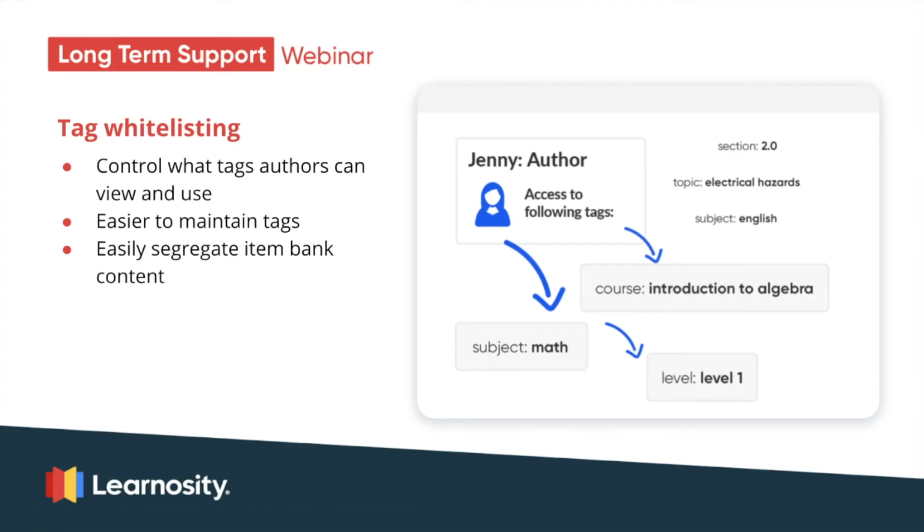Tag whitelisting. Tag whitelisting lets you control which tags the author can view and use, which makes it easier for developers to maintain tags. Another bonus to tag whitelisting is that it's much easier to segregate content if your item bank is used by different customers.